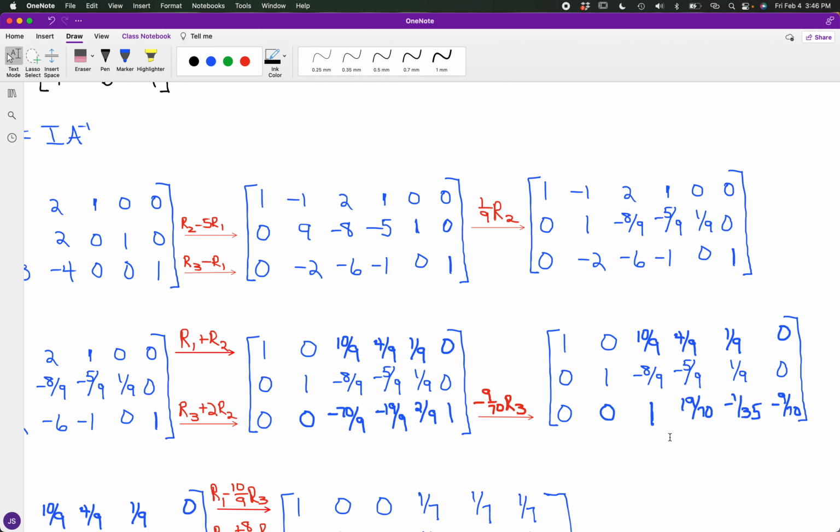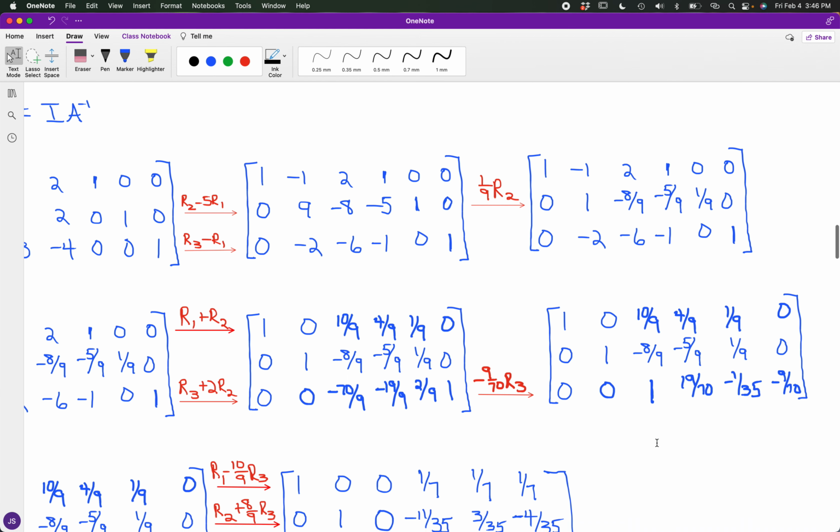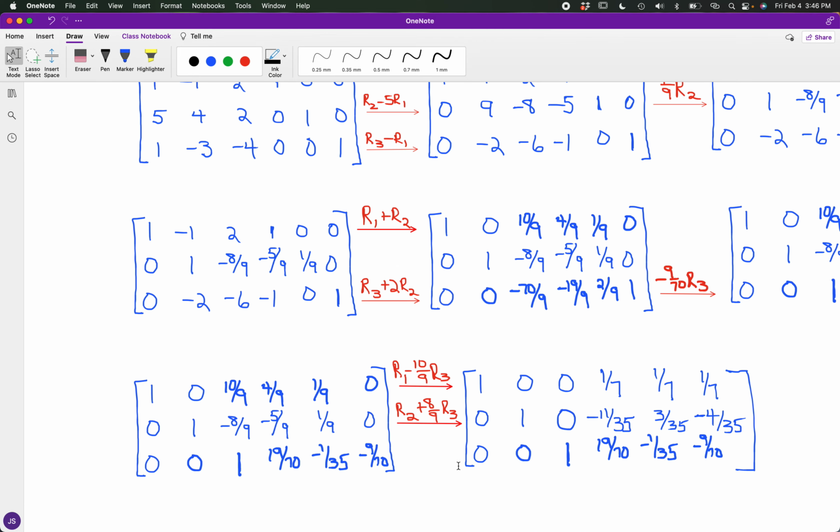So here I'm going to have 0 0 1, 19 over 70, negative 1 over 35, and negative 9 over 70. And converting the 10 ninths and the negative 8 ninths to 0: I'm going to take the top row and deduct 10 ninths of the third row, and to go from negative 8 ninths to 0, I can take the second row and add 8 ninths of the third row elements. Doing so, I have the third column consisting of 0 0 1, and we have the 3 by 3 arrangement to the right.